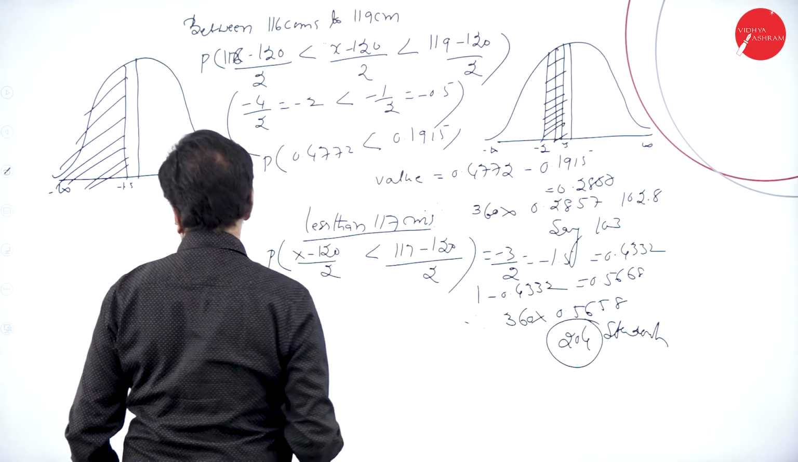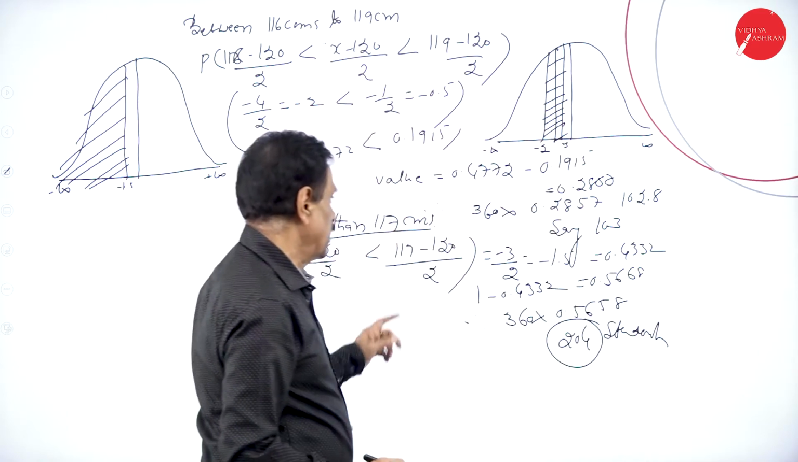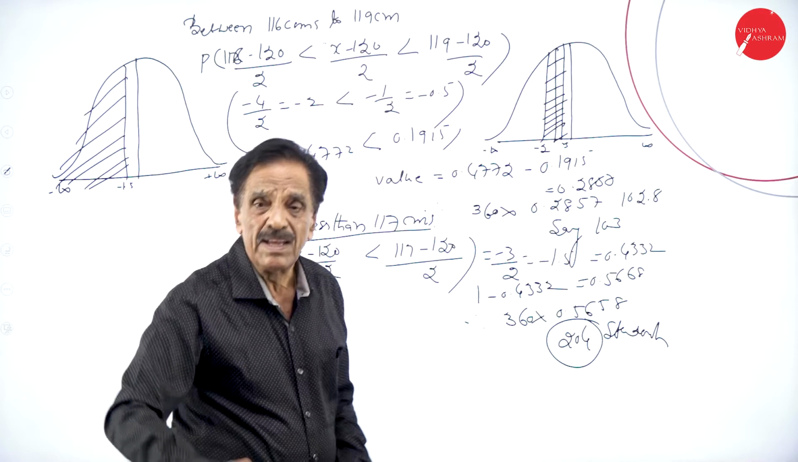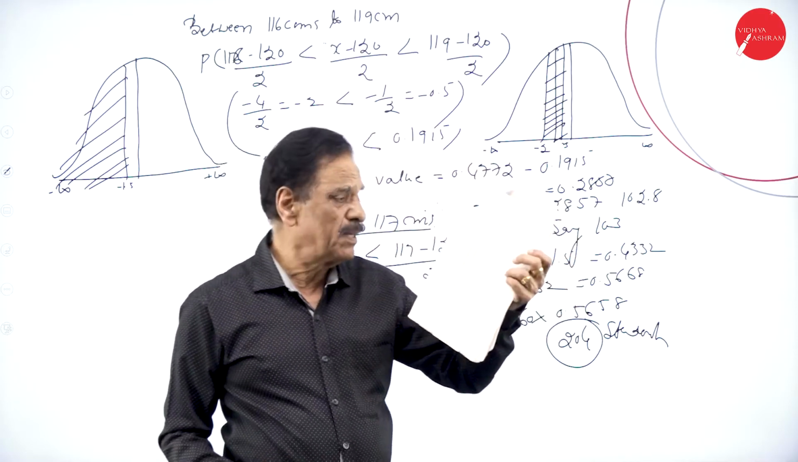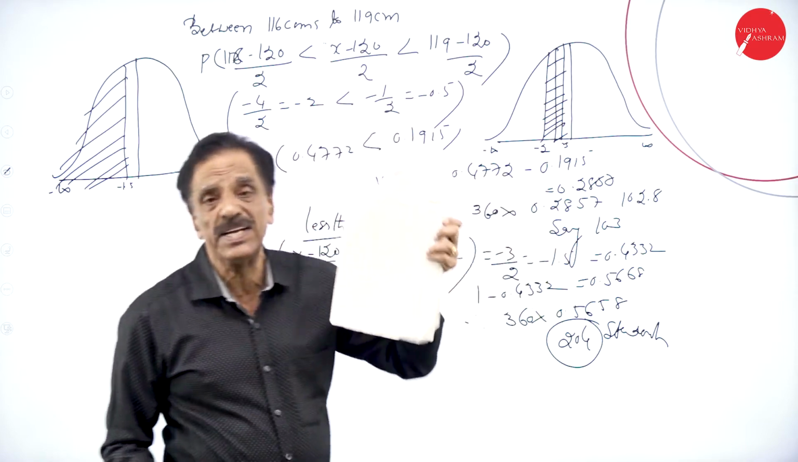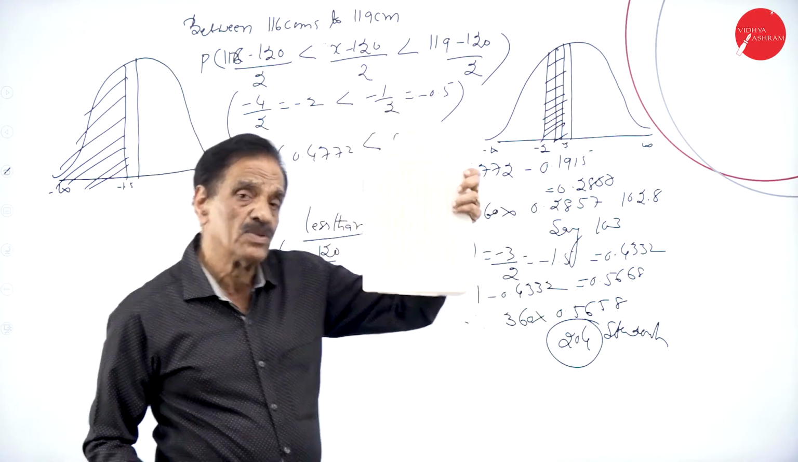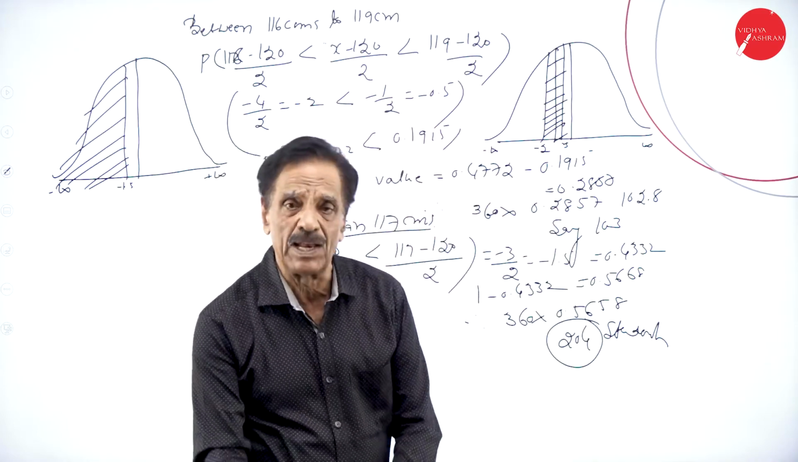This is the way you have to do it for less than. The number of students is 360. As per the table, there is no negative answer. It starts from 0, so even a negative is taken as a positive value because the table given by the university goes from 0 to Z. That's why we take the negative as a positive value.